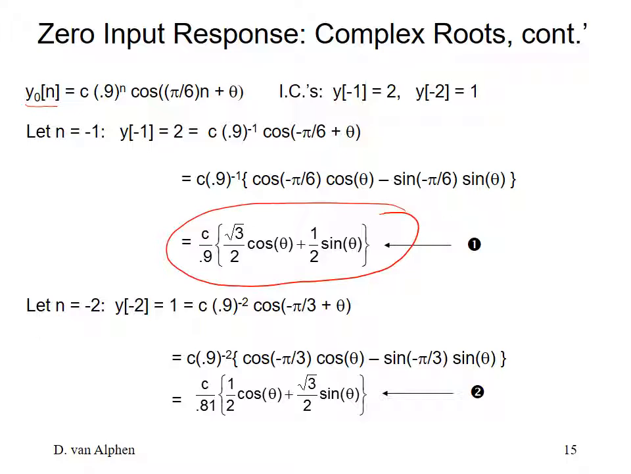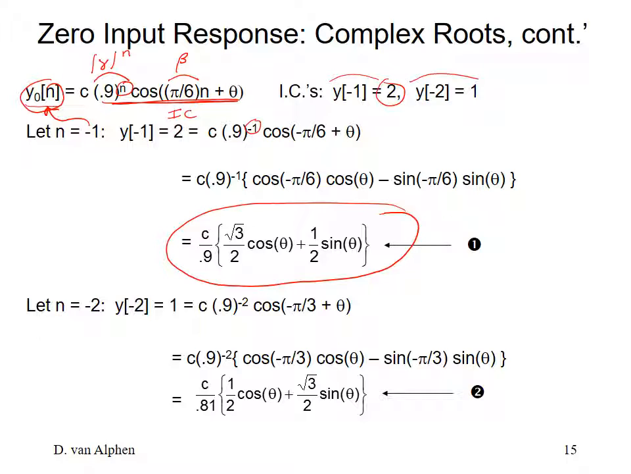y0 of n is c times 0.9 to the n cosine pi over 6 n plus theta. Remember, this was my gamma magnitude to the n, and this was my angle that we called beta, and we had these initial conditions given. First, I'm going to take this equation, letting n equal -1. If I do that, I get y of -1, which according to the initial conditions should be 2. Then I take the equation up here and rewrite it using n equal to -1. So this n is going to become -1 down here.